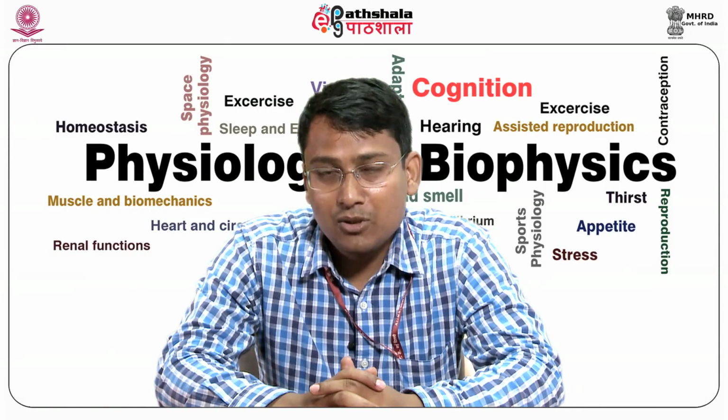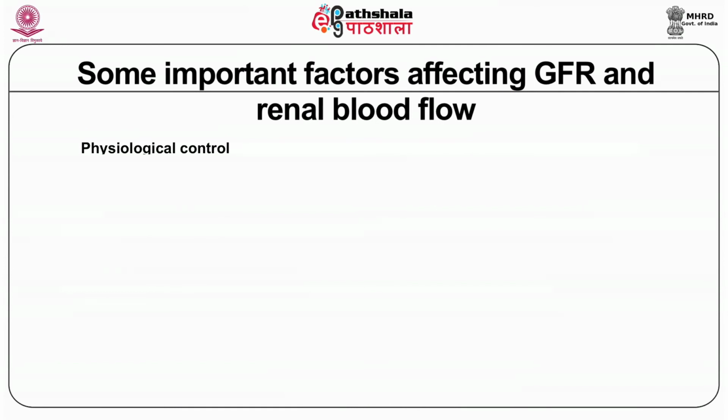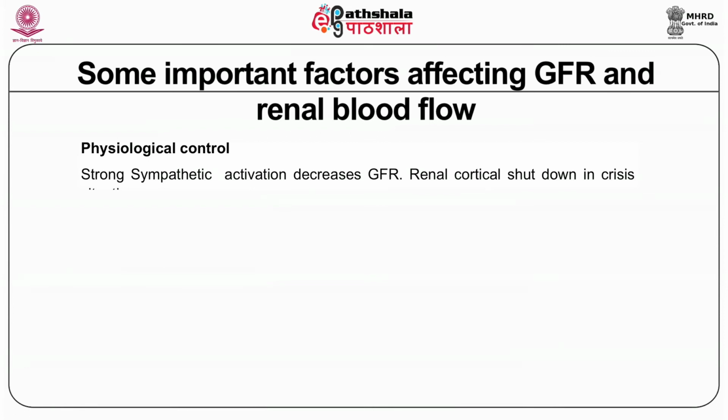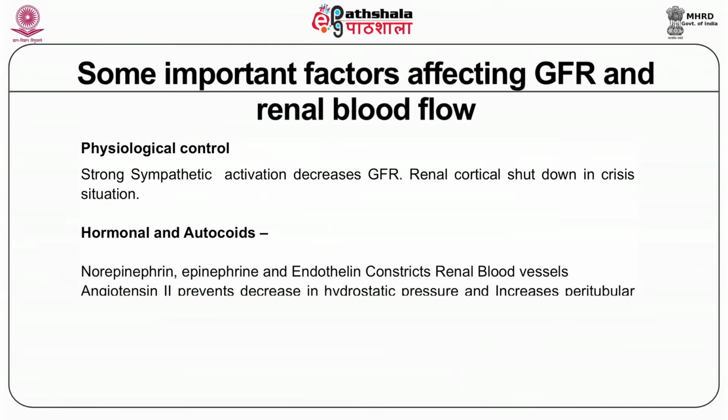Now, coming to the physiological control, besides the above mentioned mechanisms, there are certain other influences on the GFR that need to be known. The first is that strong sympathetic activation decreases GFR. Must know that renal cortical shutdown in a crisis situation is mandatory through sympathetic stimulation. The other effects are shown by hormones and certain autacoids. Norepinephrine, epinephrine and endothelin constrict the renal blood vessels.